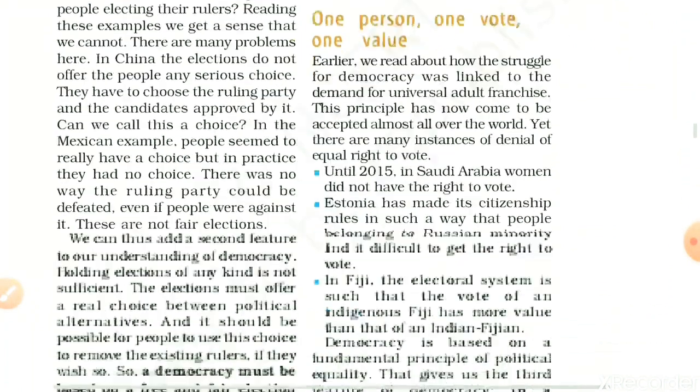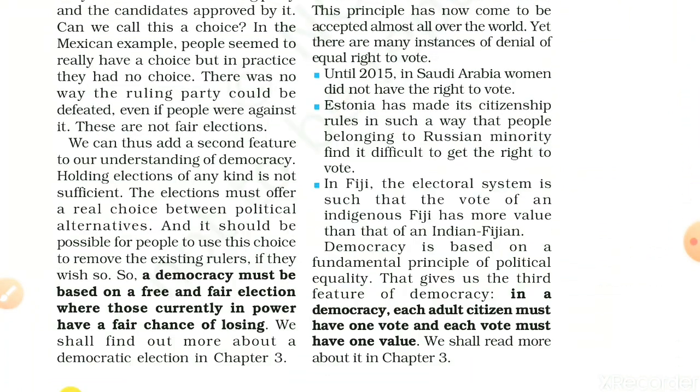So we can say, the second feature of democracy: holding elections of any kind is not sufficient. If you are conducting an election, that is not sufficient. The elections must offer a real choice between political alternatives. So a democracy must be based on a free and fair election, where those currently in power have a fair chance of losing. So that is the second feature of democracy.